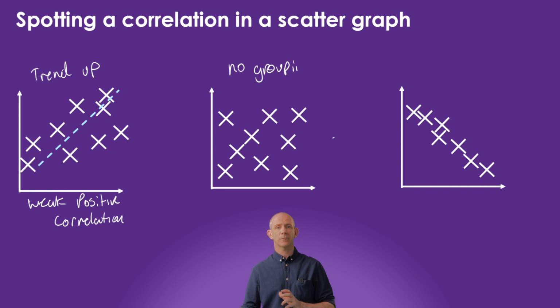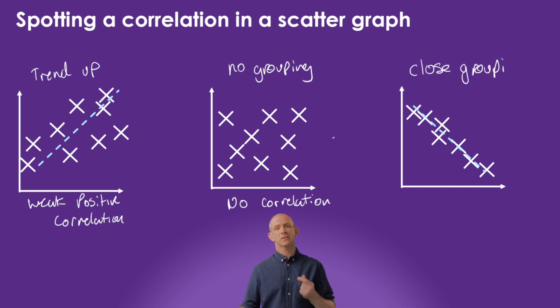On the second graph, there doesn't seem to be any grouping in any direction to suggest what kind of correlation there would be. Therefore, we can state that there doesn't seem to be a correlation between these two sets of data. In the third graph, we seem to have a tight grouping around a line of best fit, and we could state that there's a strong negative correlation between these two data sets.